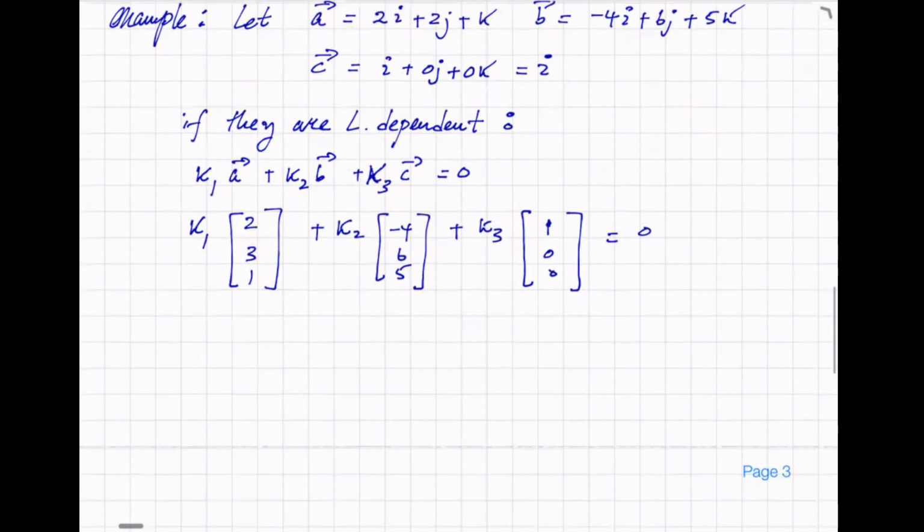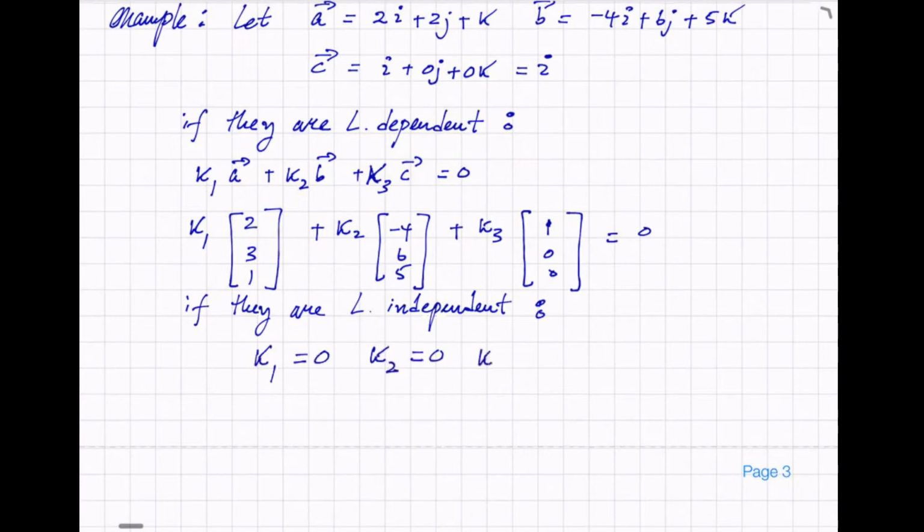Now, if they are linearly independent, you can't say k1 A plus k2 B plus k3 C is equal to 0, right? Because they are independent of each other. So then the only solution you can think of is k1 should be equal to 0, k2 should be equal to 0, k3 should be equal to 0. So that's what I'm saying here.